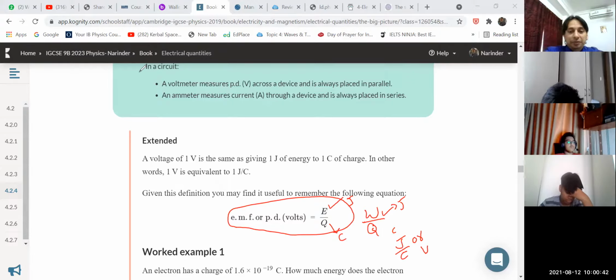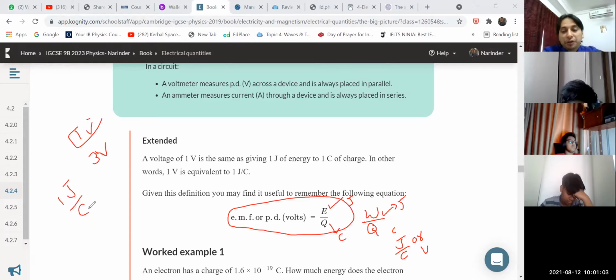Now, if I write in your textbook, there is some information given. If I say that I have a battery whose value is 1 volt, and I have another battery whose value is 3 volts, what do you mean by this statement? It means 1 joule of energy is required to make a unit charge flow in that circuit. If I say that I have a 3 volt battery, then it means that 3 joule of energy is required to make 1 coulomb of charge flow in that circuit.